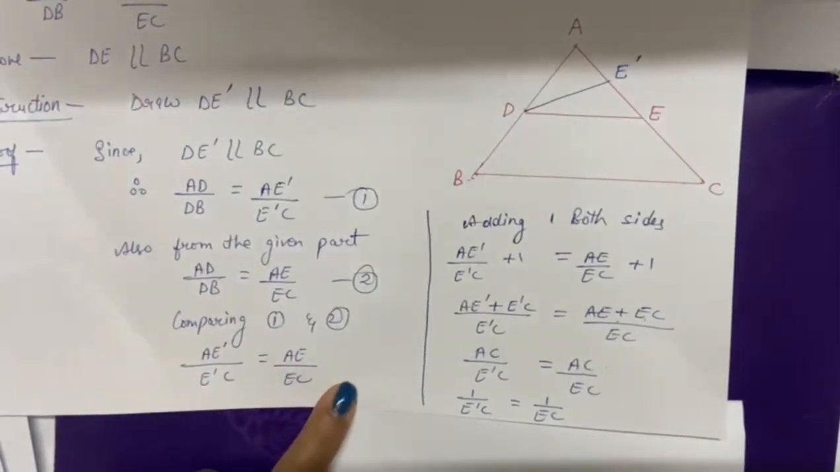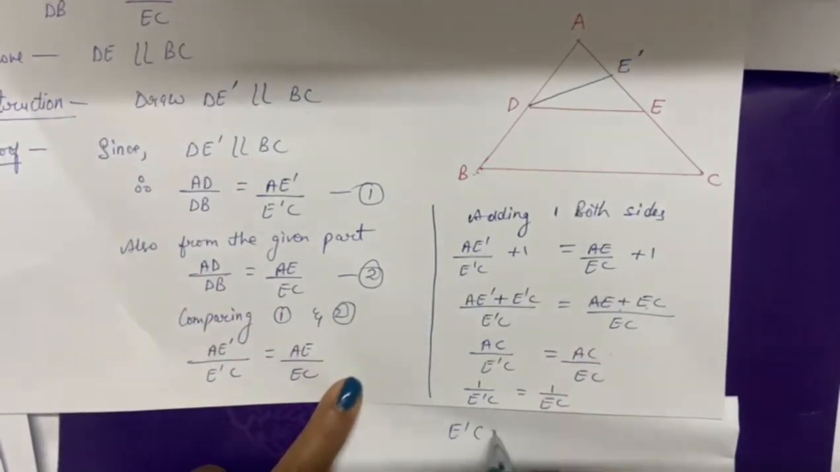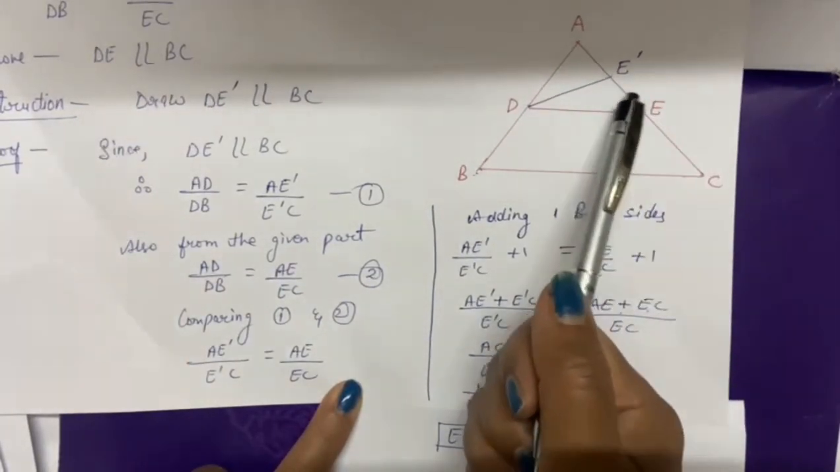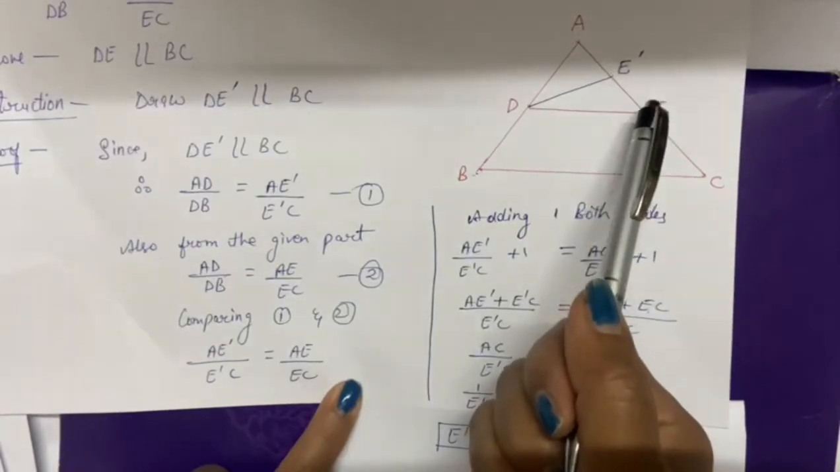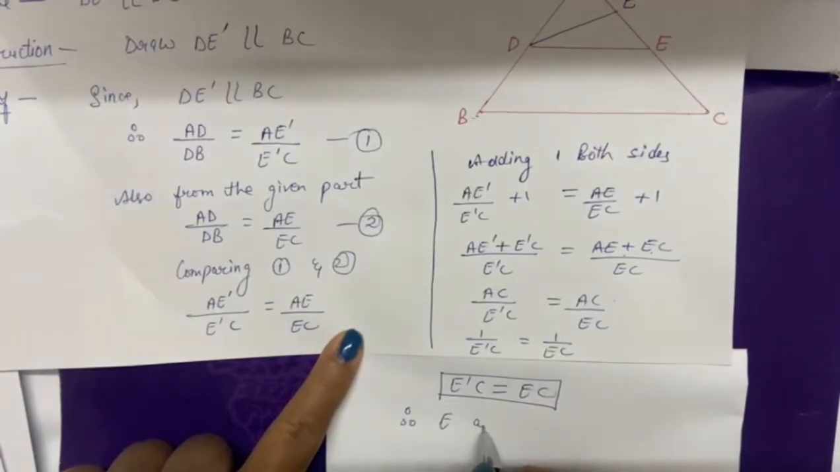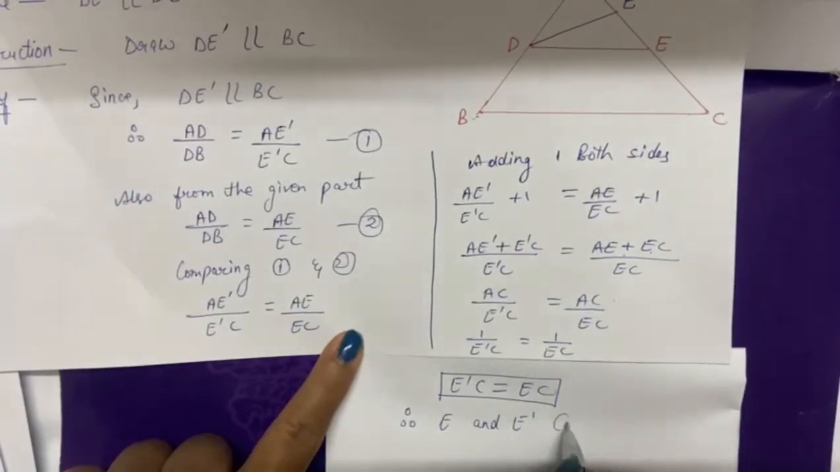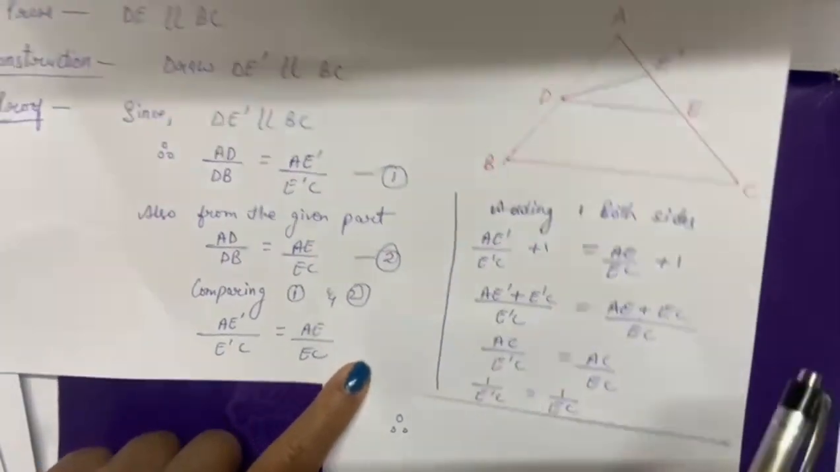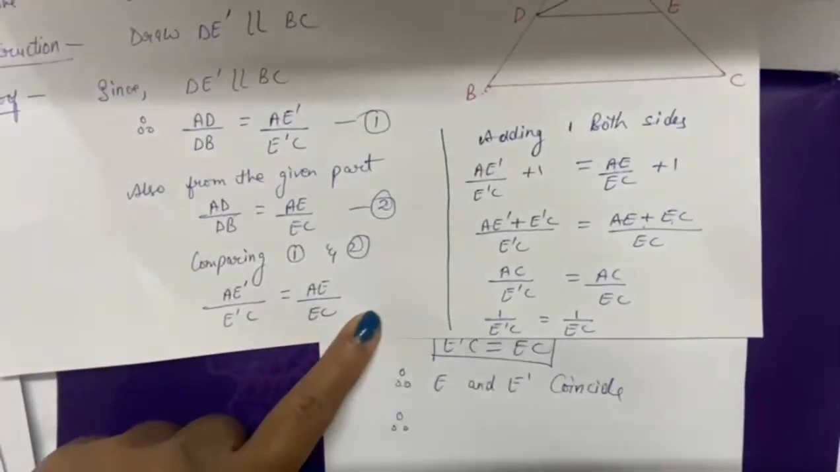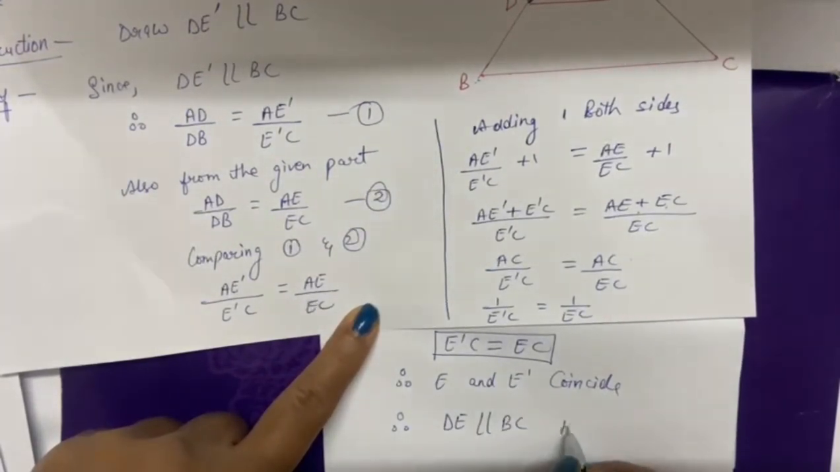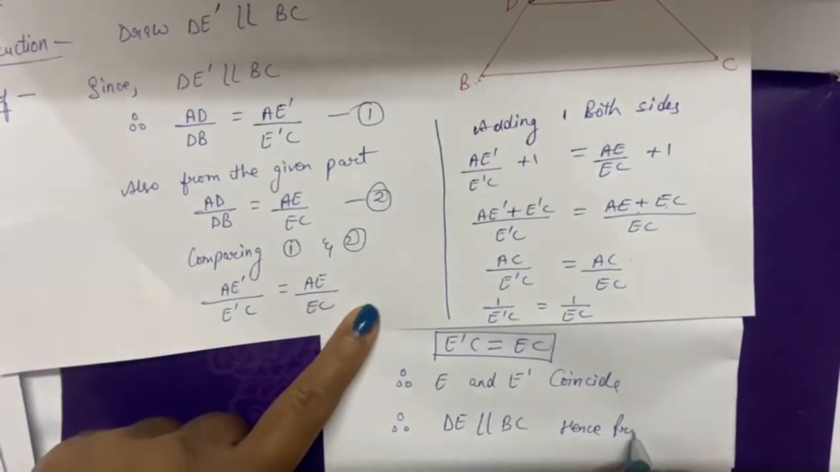So finally what we got is that E dash C is equal to EC. This is only possible when E and E dash both lie on the same point, or we can say that E and E dash coincide. So therefore E and E dash coincide. So we can say that if both the points E and E dash coincide, then DE is parallel to BC. This is the only thing which you needed to prove. So hence proved.